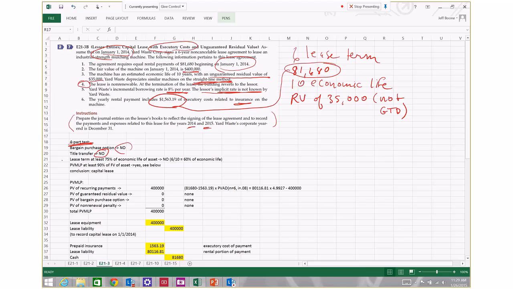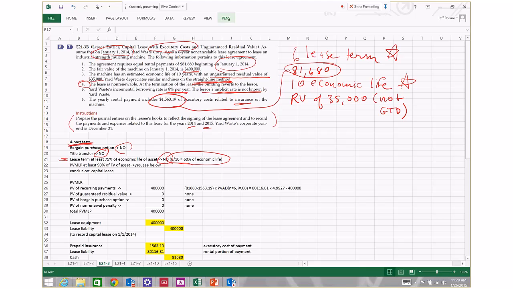Next question to address is whether or not the lease term is at least 75% of the economic life of the asset. Now the lease term here is 6 years, and the economic life of the asset here is 10 years. So the lease term as a fraction of the economic life of the asset is only 60%. Clearly 60% is less than 75%, so the answer to the question of whether or not the lease term spans at least 75% of the economic life of the asset is no.